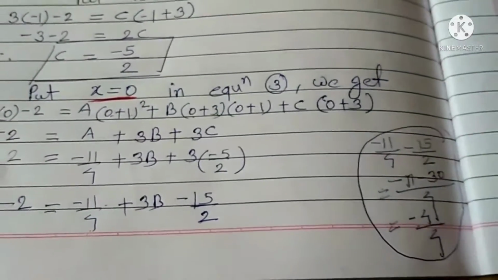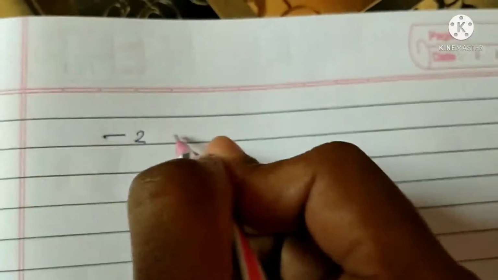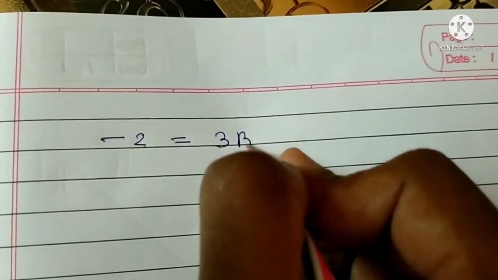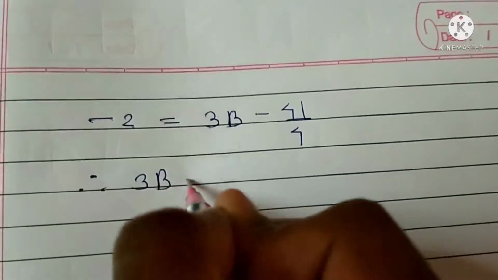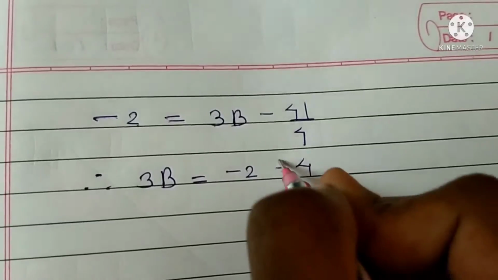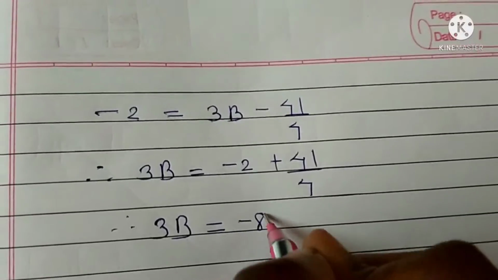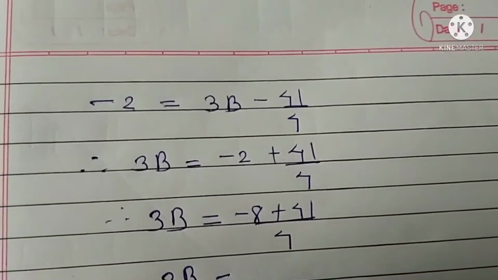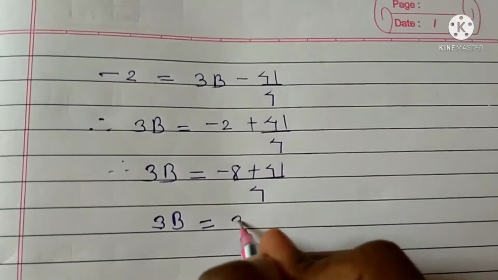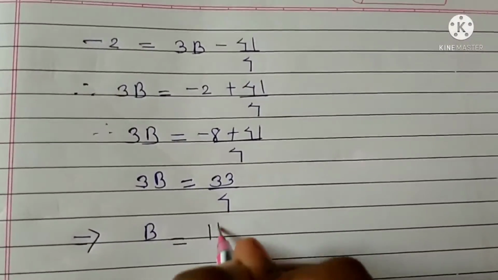You can do the calculation in any other way. So here we get minus 2 equal to 3b minus 41 upon 4, and therefore 3b is equal to minus 2 plus 41 upon 4. So 3b is equal to minus 8 plus 41 upon 4, cross multiplying. 3b is equal to 33 upon 4, and this implies that b is equal to 11 upon 4.